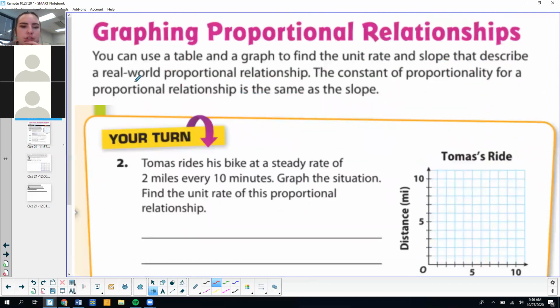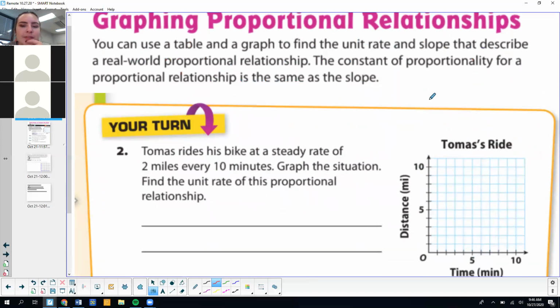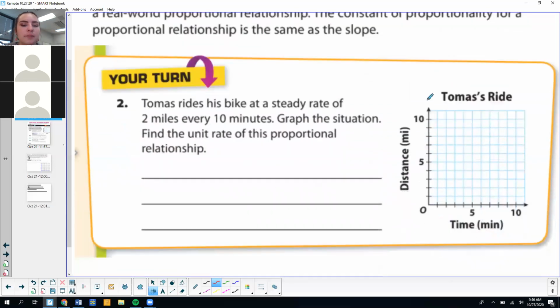Graphing proportional relationships. So you can use a table and a graph to find the unit rate and slope that describe a real-world proportional relationship. The constant of proportionality for a proportional relationship is the same as the slope. So constant of proportionality is the same as slope. We've actually been learning this, but we're going to talk about what that means a little bit more within a context.